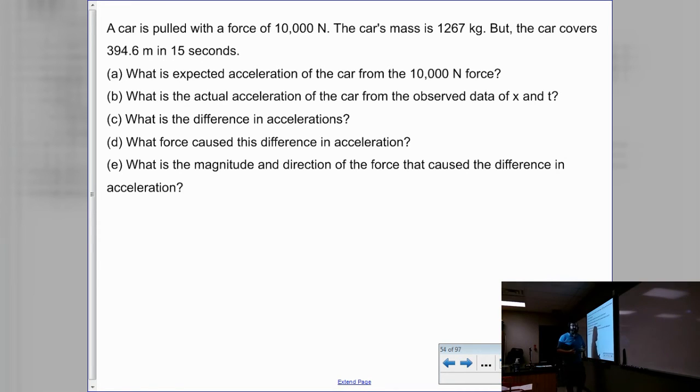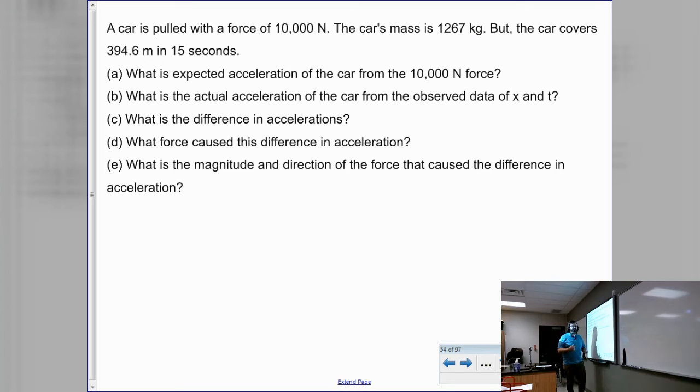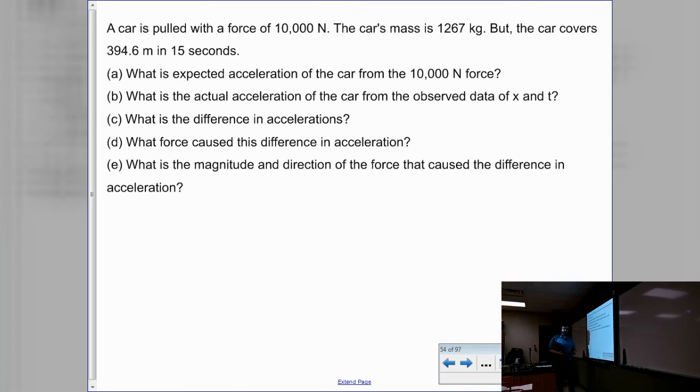So again, this represents different ways to solve for accelerations using Newton's second law, but also using kinematic equations. And then we can see what forces are involved and what might be going on. The first part, part A, is just an application of Newton's second law, F equals ma. We're looking for acceleration, so that's going to be force divided by mass.